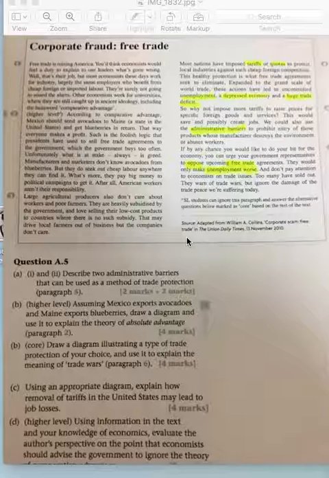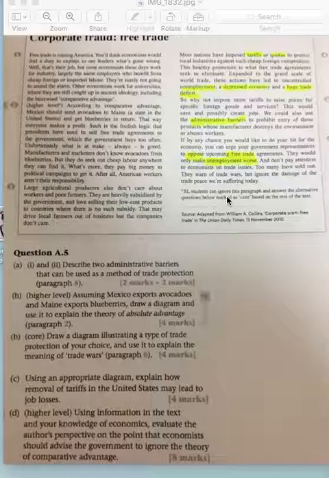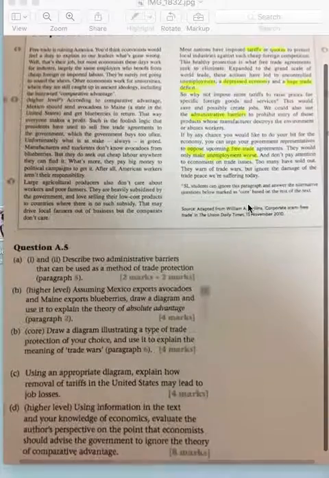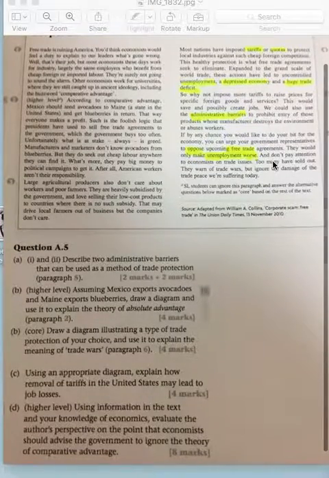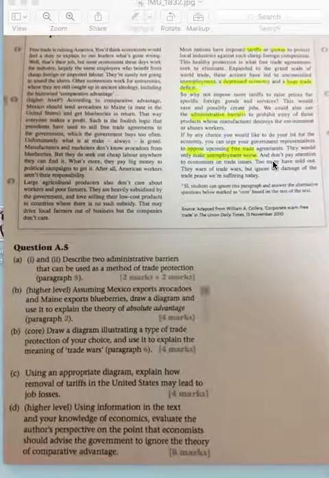The title of the text is Corporate Fraud Free Trade. To sum up the text, the author is saying that free trade gives negative impacts to the domestic industries by causing the unemployment rate to rise, depressing the economy, and making a huge trade deficit. The author mentions a few free trade barriers that can be imposed on the economy, such as administrative barriers, and these can help better the environment for workers.